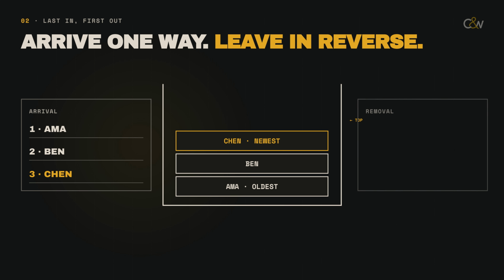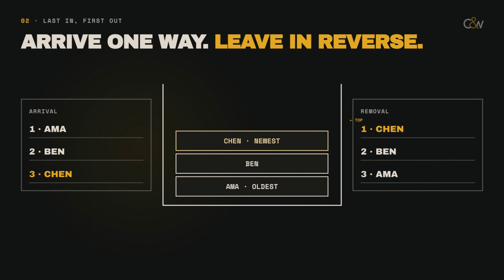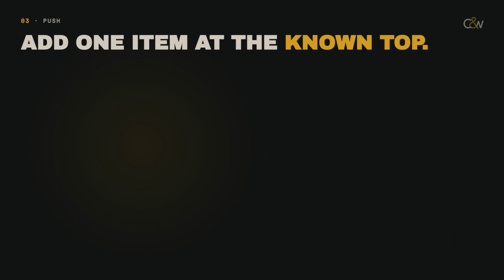Notice that LIFO is not a sorting rule. The stack does not compare names, sizes, or importance. It remembers only arrival order. Once you know which end is the top, you can predict every result. New items enter there. Available items leave there. Everything below simply waits. Adding an item to a stack is called push.